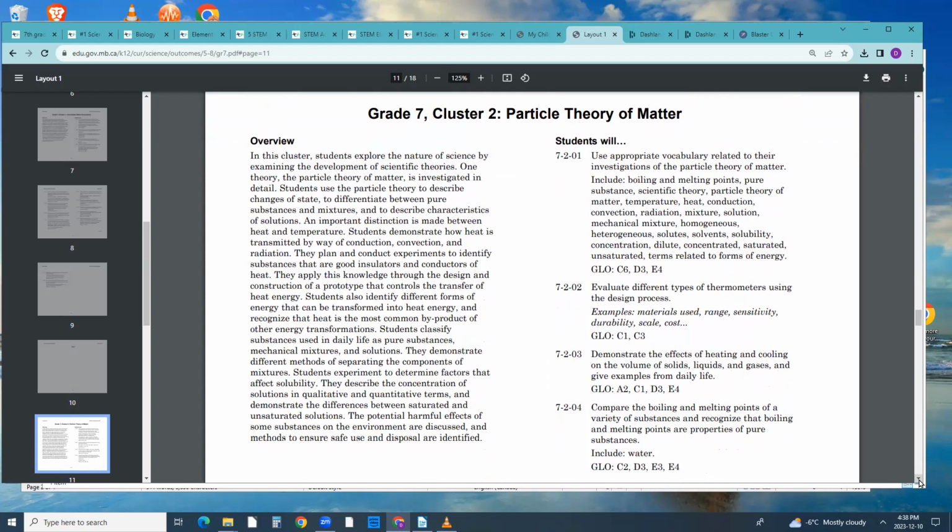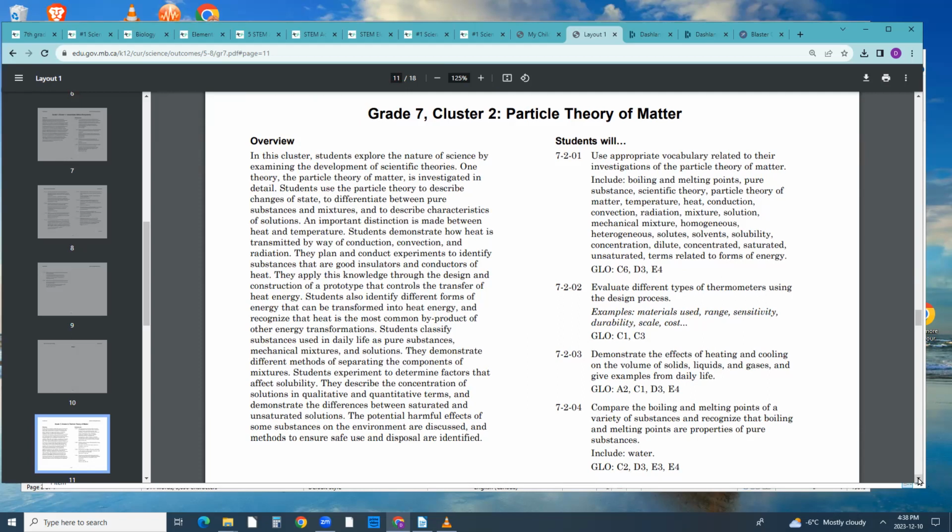Students demonstrate how heat is transmitted by way of conduction, convection, and radiation. They plan and conduct experiments to identify substances that are good insulators and conductors of heat. They apply this knowledge through the design and construction of a prototype that controls the transfer of heat energy. Students also identify different forms of energy that can be transformed into heat energy, and recognize that heat is the most common byproduct of other energy transformations.